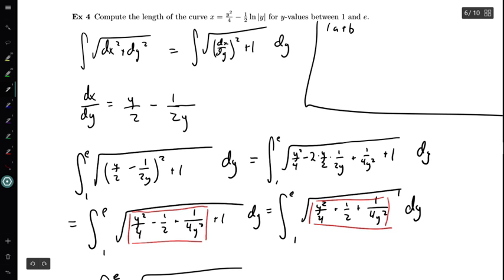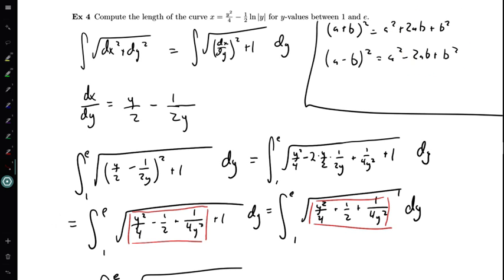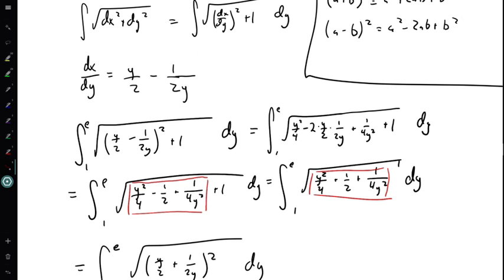Remember that (a plus b) squared is a squared plus 2ab plus b squared, and (a minus b) squared is a squared minus 2ab plus b squared. So the only difference between the square formulas here is whether I have a plus or a minus on that middle term. And that's the observation that I made with these two red boxes. This first red box has a minus on the middle term, and the second red box has a plus on the middle term.